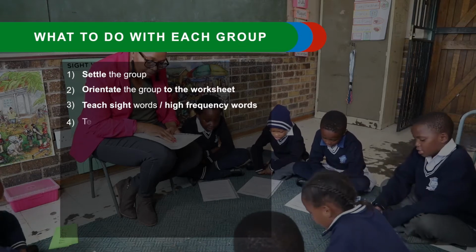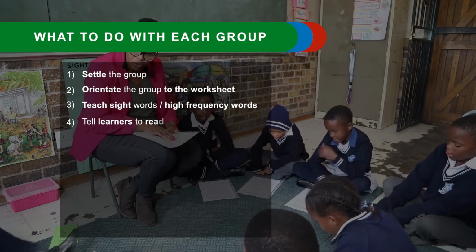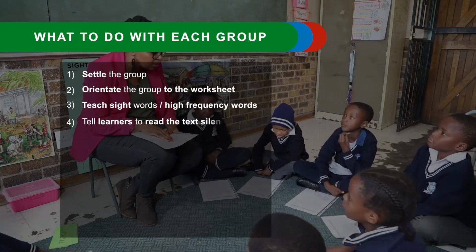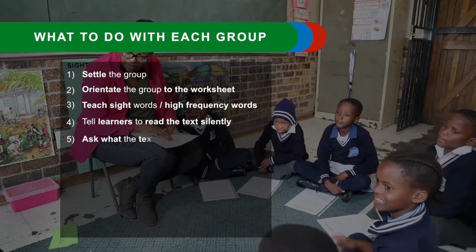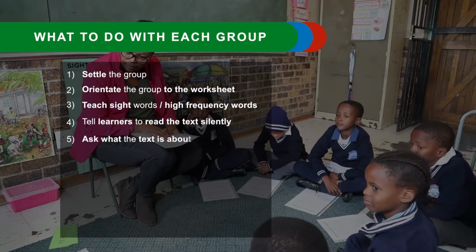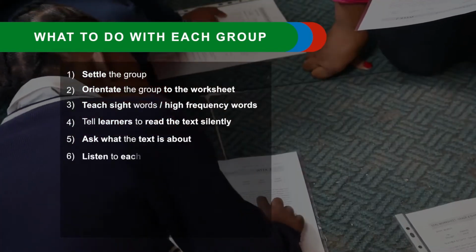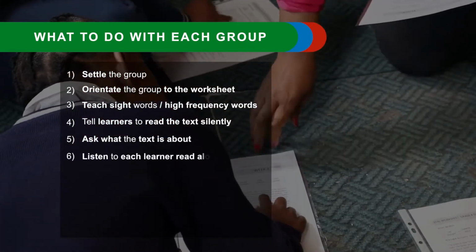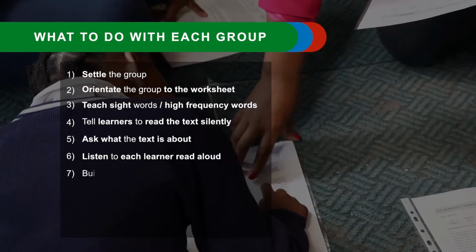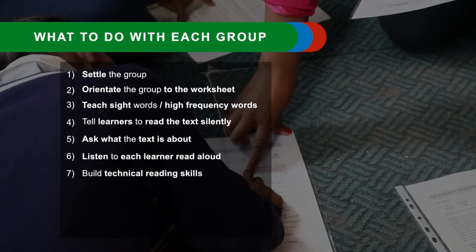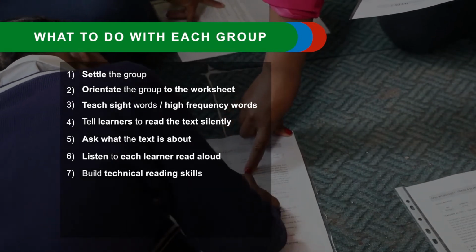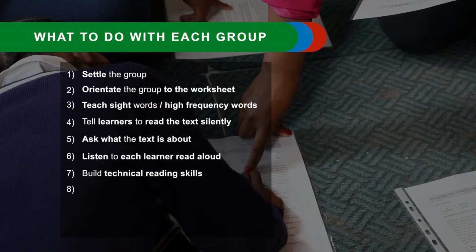Next, tell the learners to read the teacher activity text silently on their own. Once most learners have finished, ask what learners think the text is about. Next, and most importantly, listen to each learner read aloud. As you listen, help the learner to build his or her technical reading skills. Once you have listened to all learners, read through the text once.